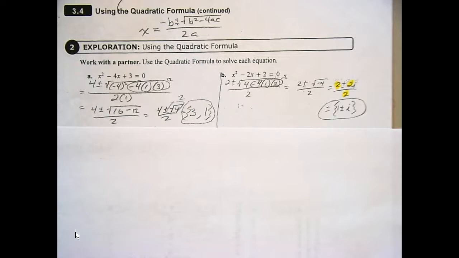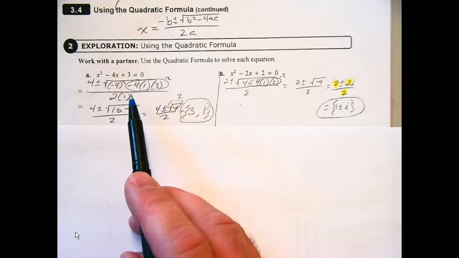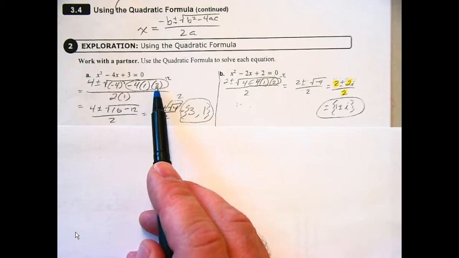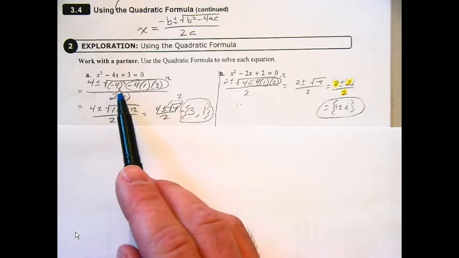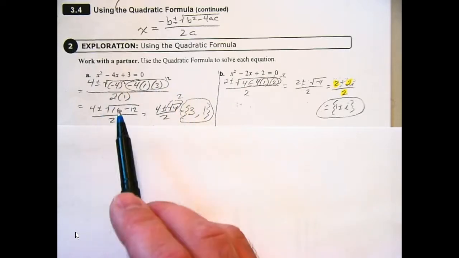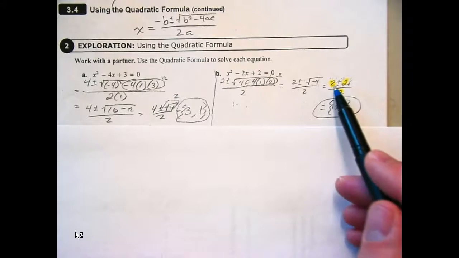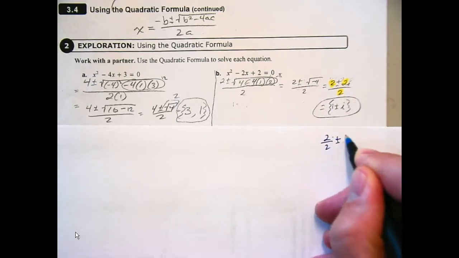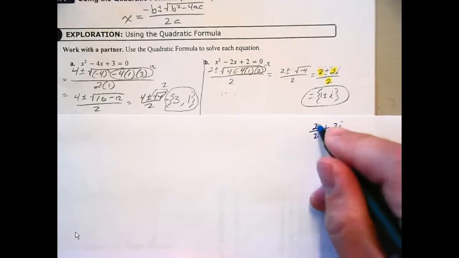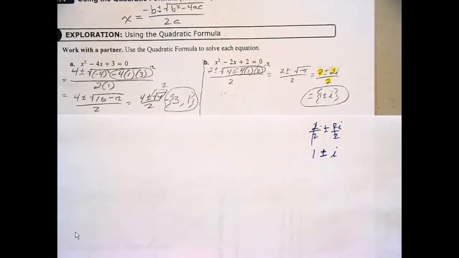The most common mistake happens right in here. Negative 4 times 1 times 3 is negative 12. Which makes 16 minus 12, or 4. Now, on letter B, when you're dividing each term by 2 here, this has a 2, that has a 2. You can think of it as 2 over 2 plus minus 2i over 2. This part becomes 1, and this part becomes just i. The 2's cancel. Okay? 1 plus minus i.